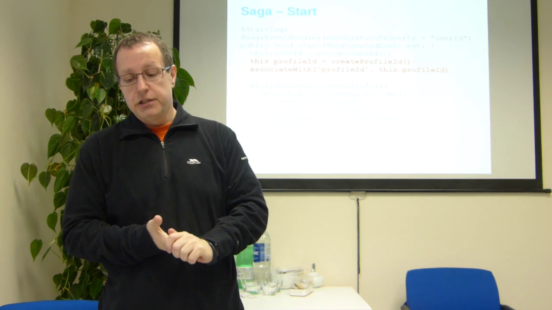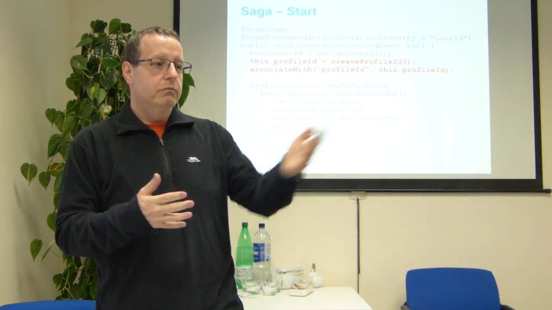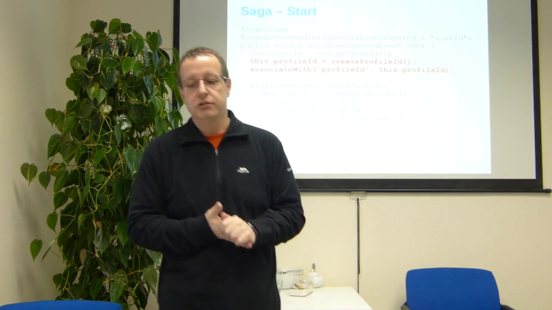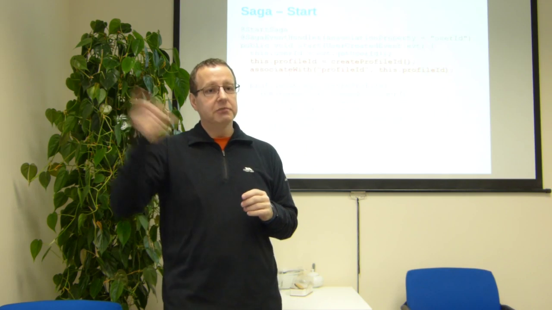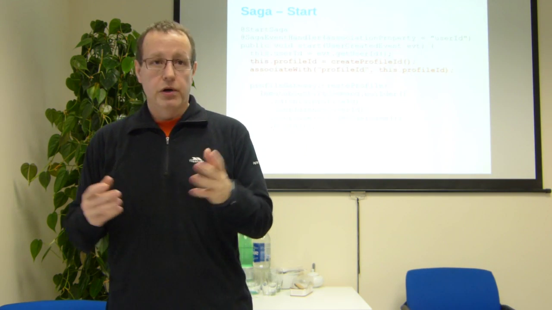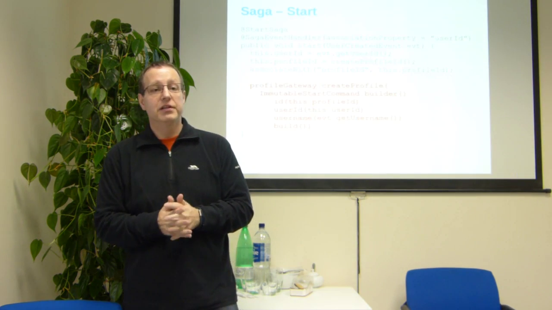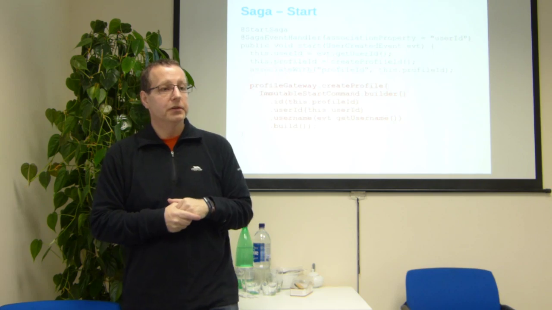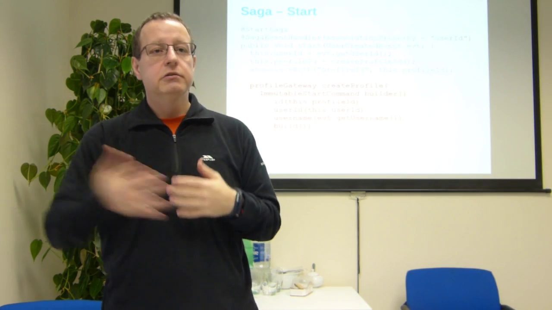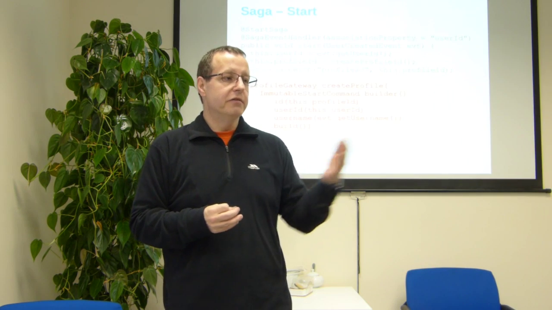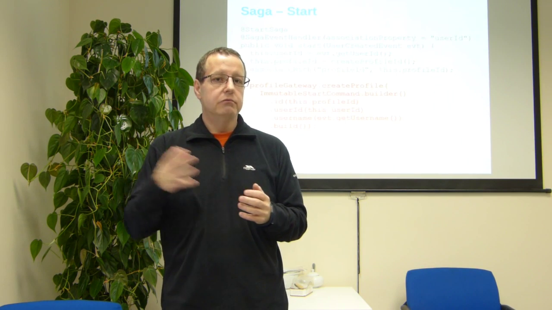Creating a profile ID, and we're saying, right, this Saga's instance, this business transaction, will also be associated with profile ID 57, whatever in this case. And then we send the command to the profile gateway to say, go and create my profile for me. And then this business transaction will run until we find out whether we successfully created the profile or we didn't.